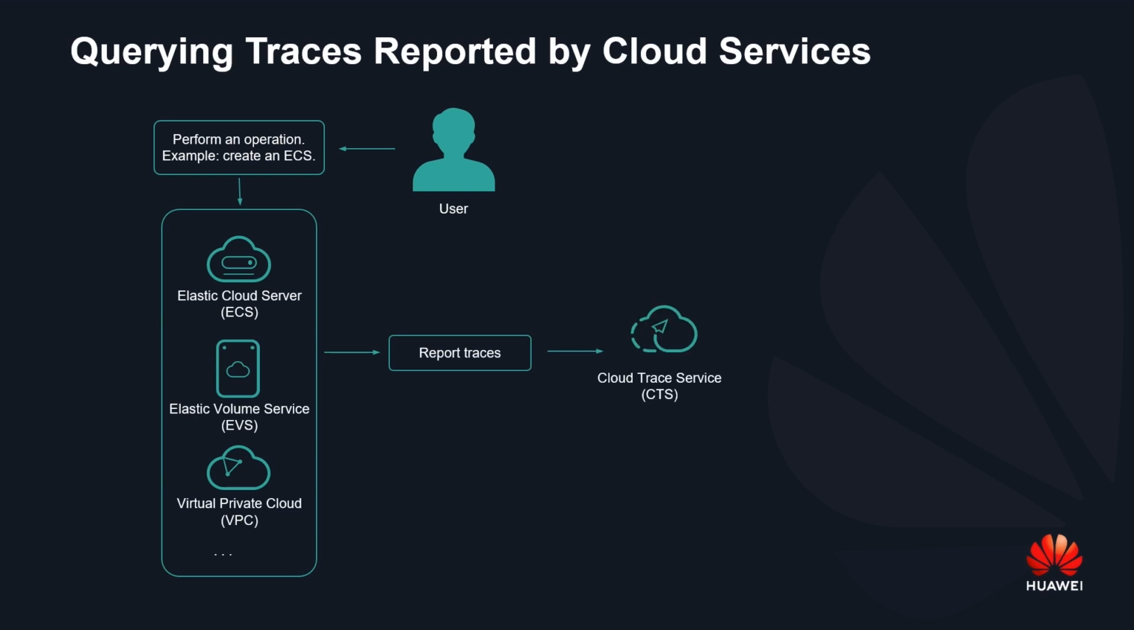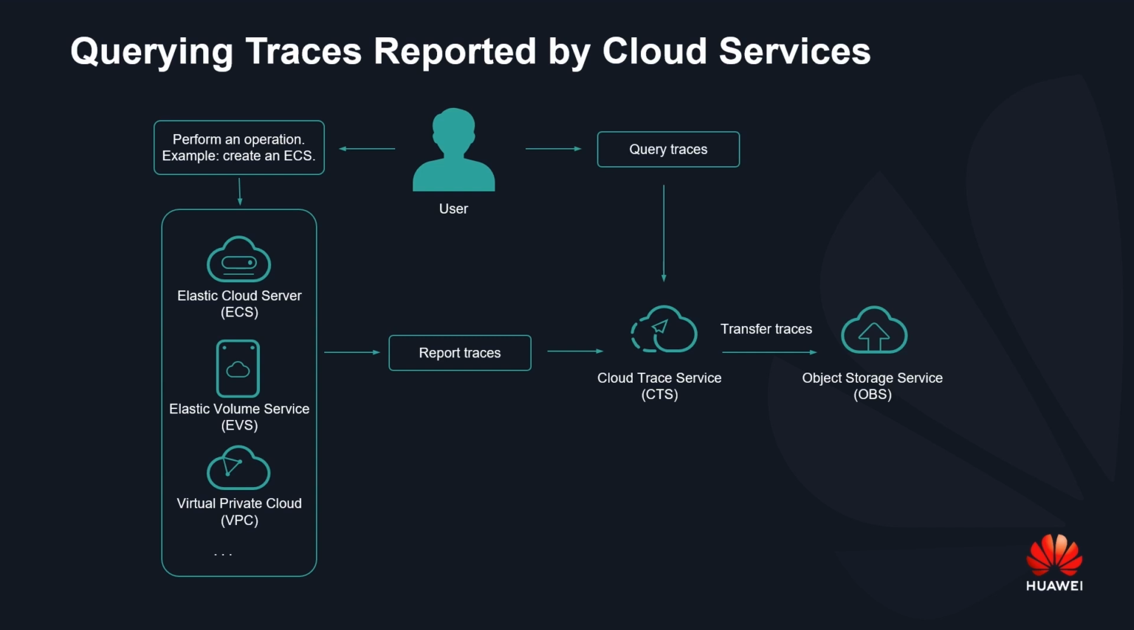If log transfer to OBS has been enabled, operation records are periodically delivered to the OBS bucket that you have specified for long-term storage. You can query operation records of the last 7 days on the trace list page by time and other filters. To query operation records earlier than 7 days, you can download the trace files stored in OBS buckets if log transfer to OBS has been configured.